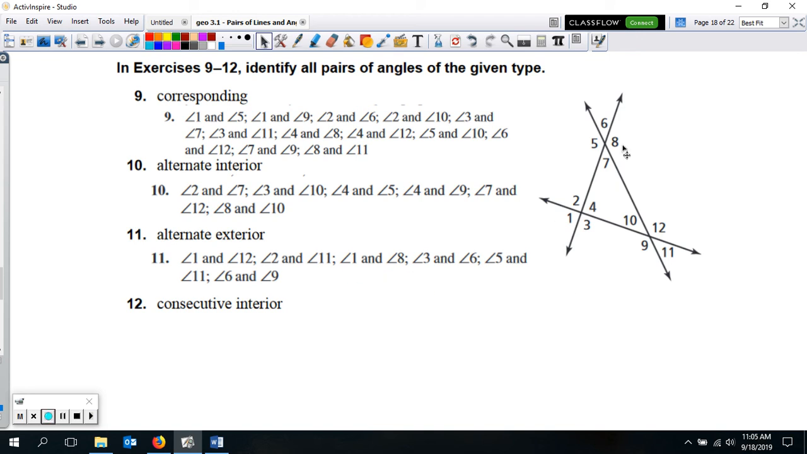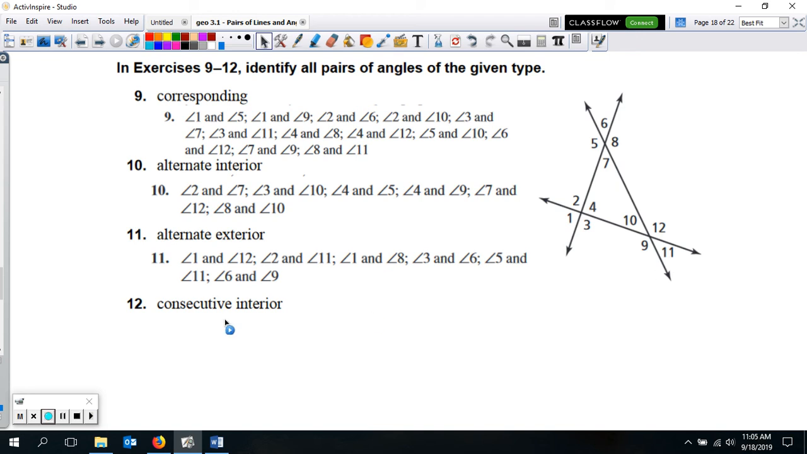1 and 8. So on these intersections, 1 with 8. You're also going to see 3 with 6 there on these same two intersections. And then these last two intersections, you're going to see 5 with 11. And then 6 with 9. Those are also the alternate exterior. These are the outside numbers here that you're working with.